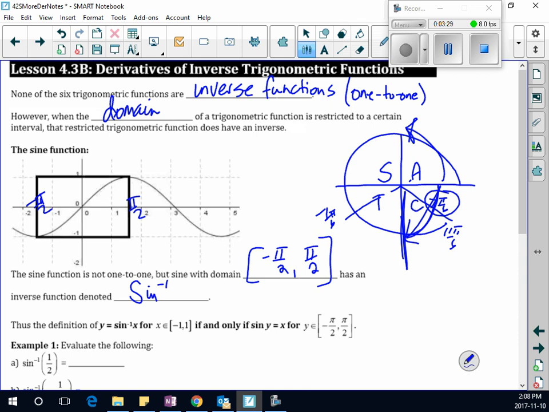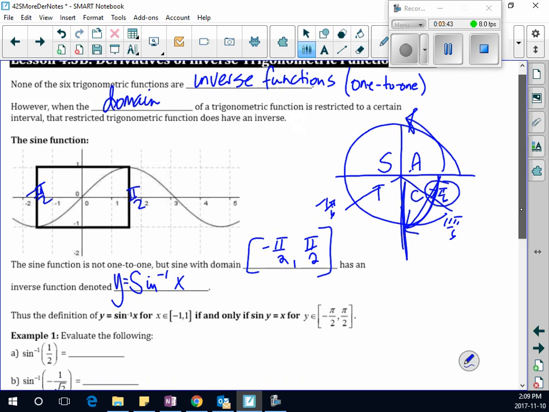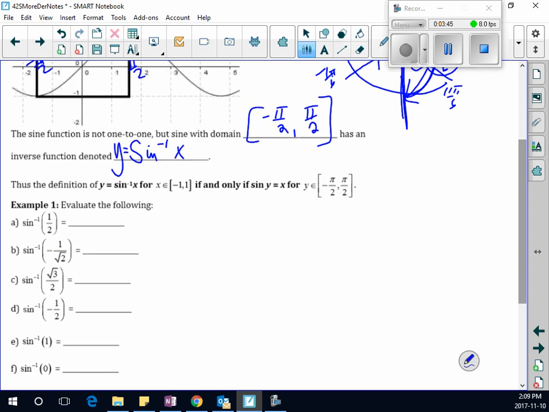I'm going to put y equals that just to make it clear. Thus the definition: y equals inverse sine of x for x an element of [-1, 1] if and only if sine y equals x for y an element of [-π/2, π/2]. So what this means is, you know how with the inverse you switch the x and the y around? So you see I'm actually switching x and y around. And remember, this -π/2, π/2, these are your x's. When I'm talking about the inverse, that'll actually end up being your y's, right?